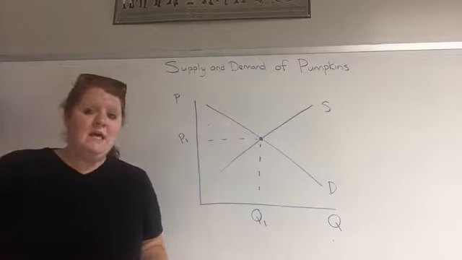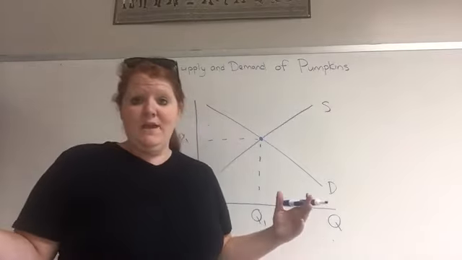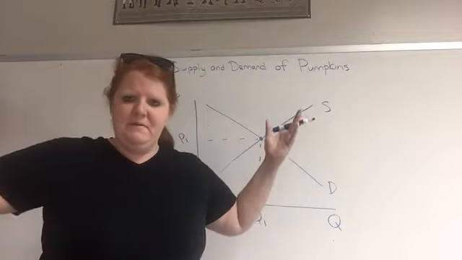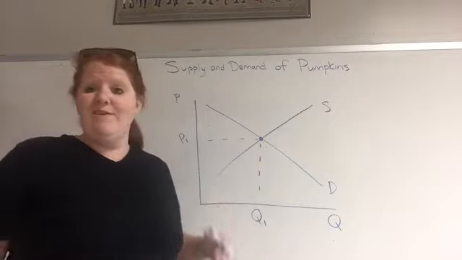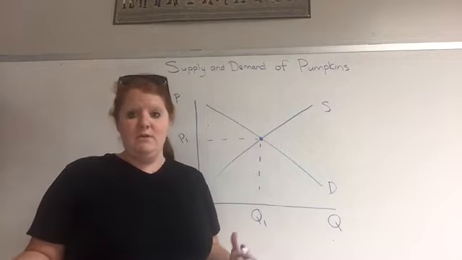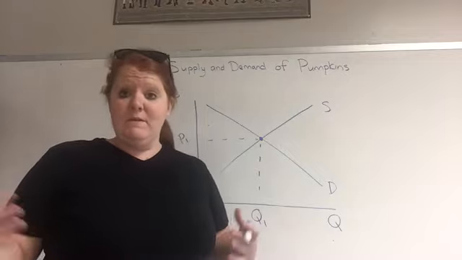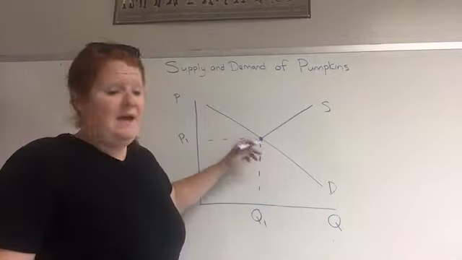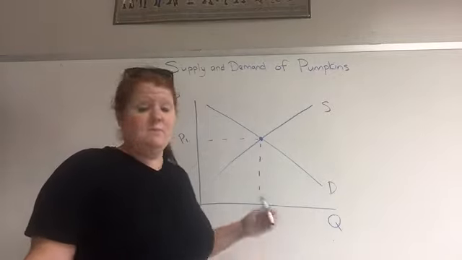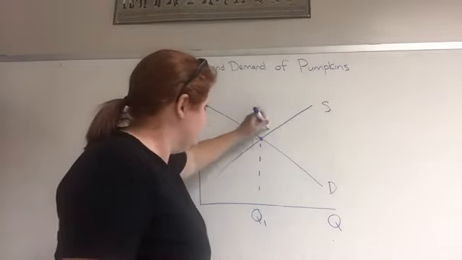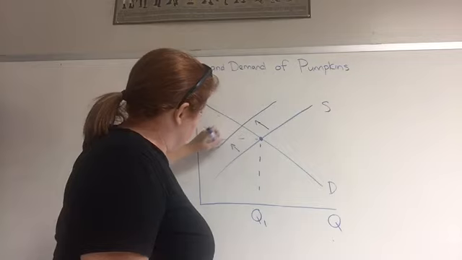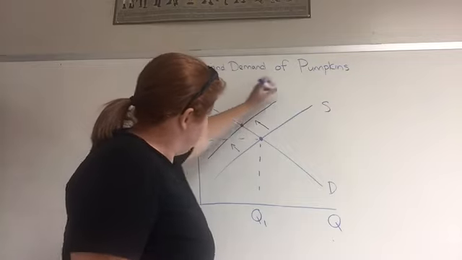But let's say there's a drought, and pumpkin farmers, wherever they grow pumpkins, I don't even know where they grow pumpkins, whatever. But say there's a drought and the pumpkin crop is really low this year. And if the pumpkin crop is low, that is going to affect the supply. So we're going to see a decrease in the supply. We're going to move supply to the left. Decrease in supply.